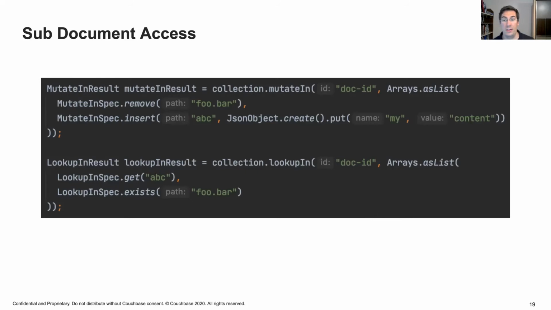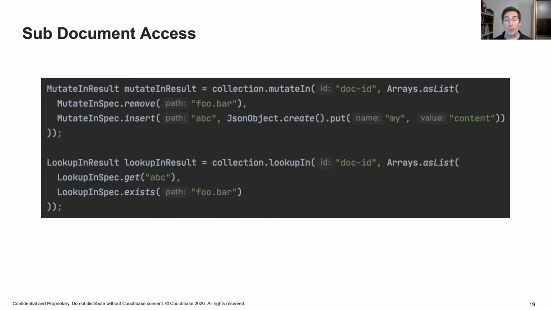So in our case here, we perform one operation against the cluster, but it contains two spec instructions to change the data. In our case here, we remove the section of a document that's under the path foo.bar, but at the same time, we also insert a JSON object at the location ABC in our JSON document.